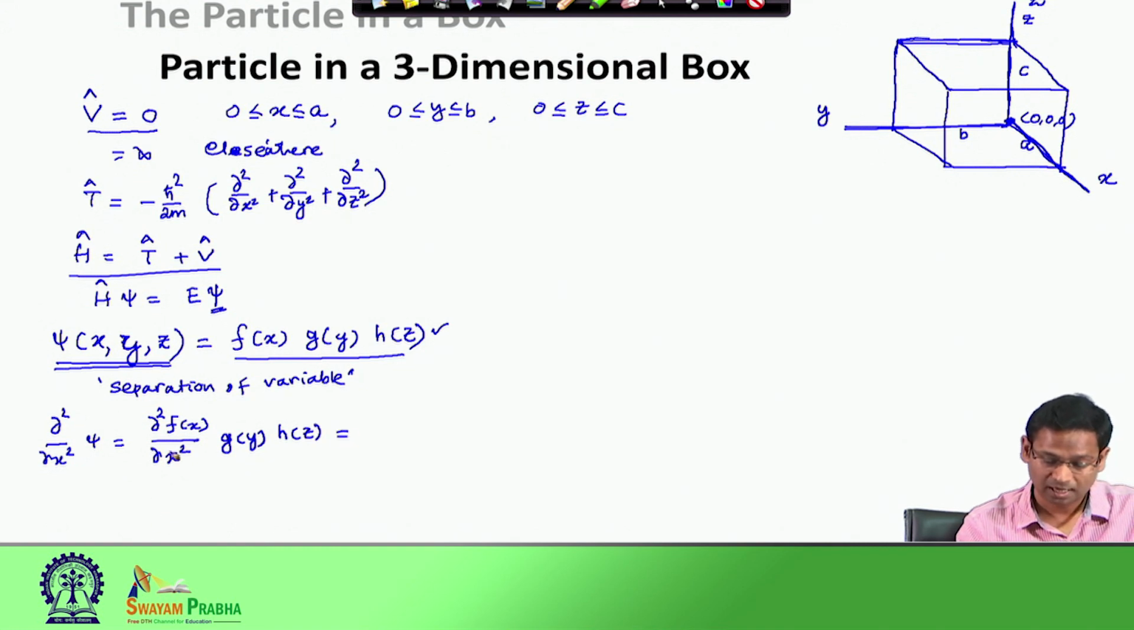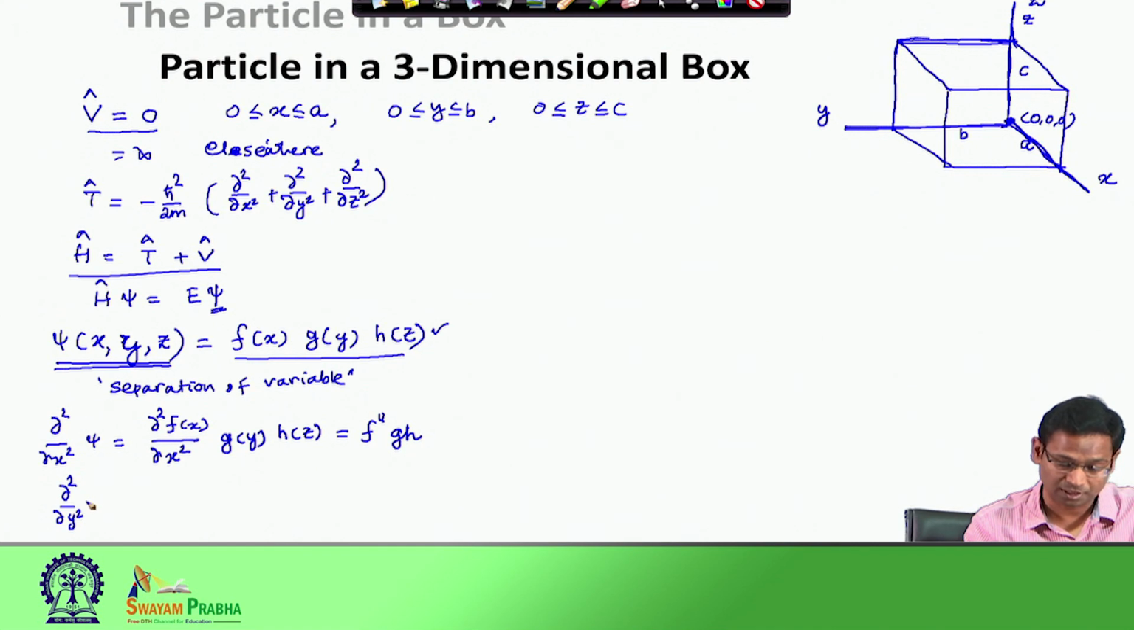this expression in shorthand as f double prime, g and h, where f double prime represents the second derivative of f. Similarly, I can write down the second derivative with respect to y as f, which is a function of x, the second derivative of g, which is a function of y, and h, which is a function of z. Because when I am taking the second derivative with respect to y, the x and z functions will remain unchanged.